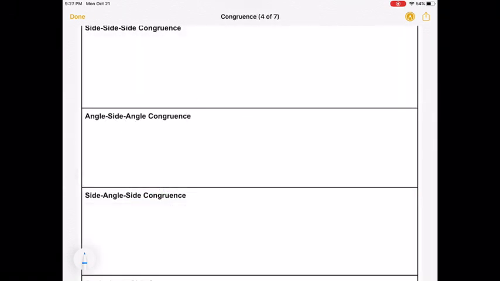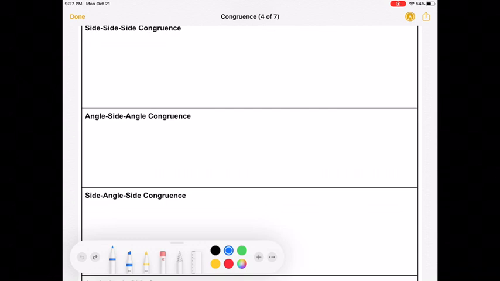Hi, it's Mrs. Portrading now. So I am back. I was just putting London to sleep, so Mr. B did the first part for me. But we're looking at congruence now.